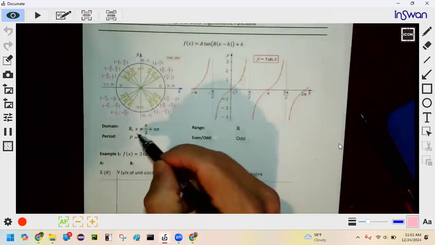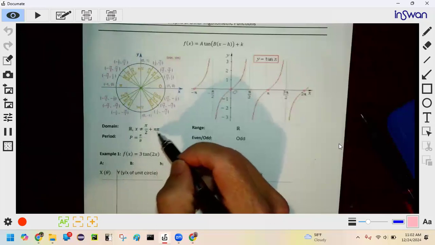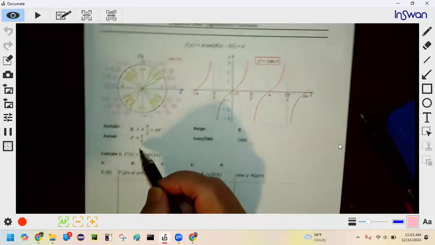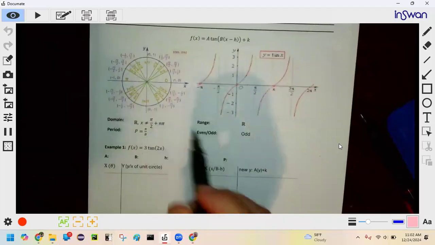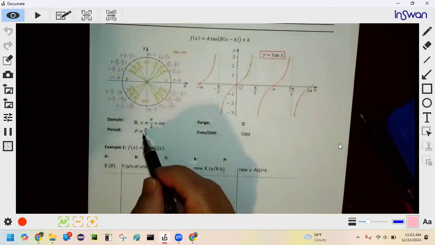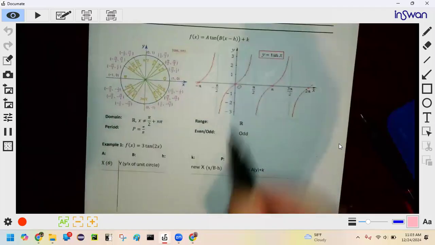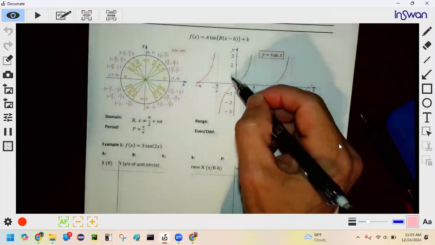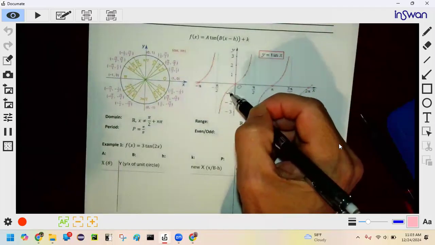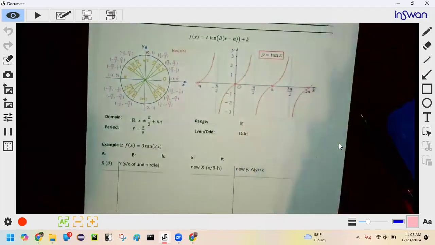So here's our formal definition of our domain: all real numbers except for the odd multiples of pi over 2. And then the period is pi over b. This is different. It was 2 pi over b for sine and cosine. It's pi over b now. Range is all real numbers. It's an odd function. If you reflect and reflect twice, you wind up back where you started on the same graph. So it's symmetrical across the origin.